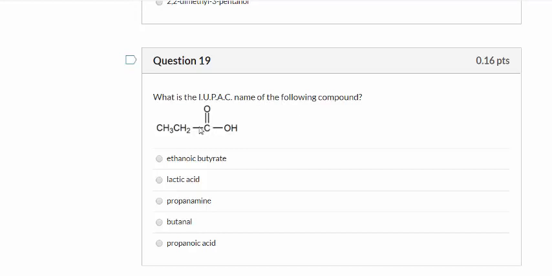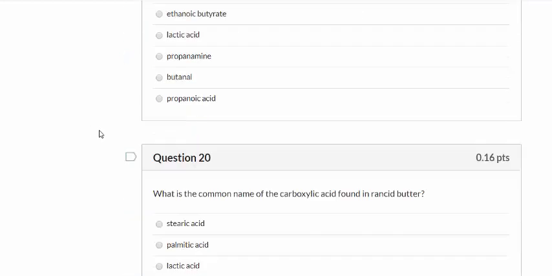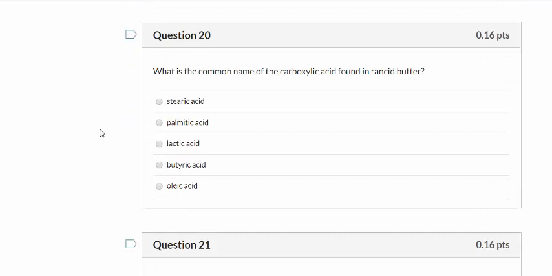And what would the prefix be? Well, there's 3 carbons, and it goes meth for 1, eth for 2, prop for 3. Hint for the carboxylic acid found in butter, it's like it sounds. It's like you would think it would sound.